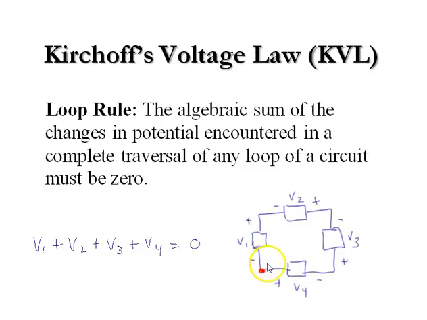And basically the loop rule says that the algebraic sum of changes in potential encountered in a complete traversal of any loop, so if we start at this node A here and come back to node A and traverse it clockwise, we go through a potential increase of V1, and then a potential increase of V2, and then a potential increase of V3, and a potential increase of V4. So the sum of all those potential changes, in this case they're all increases, must be equal to 0. And that's conservation of voltage in a closed system, which follows from conservation of energy in a closed system.